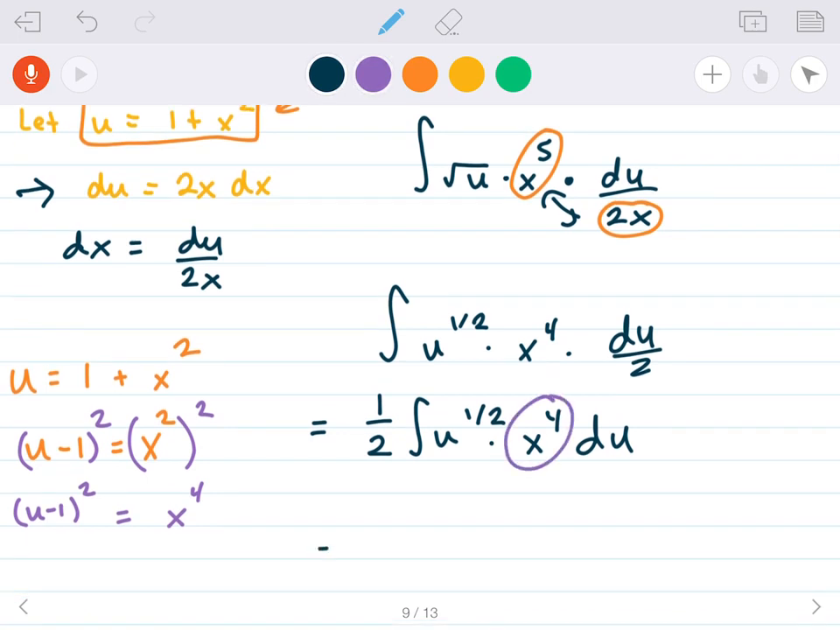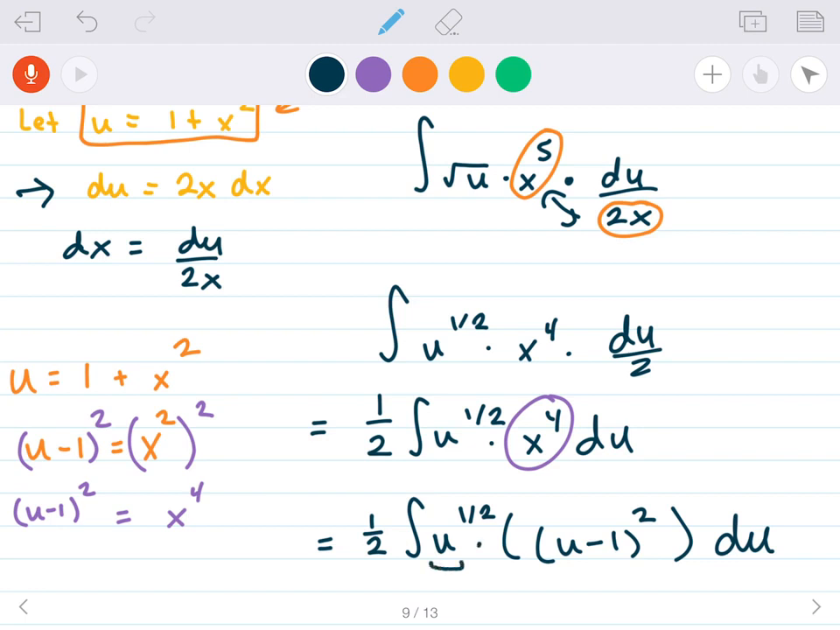All right, so now I get this, and I get times u minus 1 squared du. All right. I still can't integrate anything quite yet. Because I have a function times a function, I can use the power rule and the product rule when I differentiate, but when I integrate, I can't do that. I need to have everything separated by pluses or minuses before I start integrating.